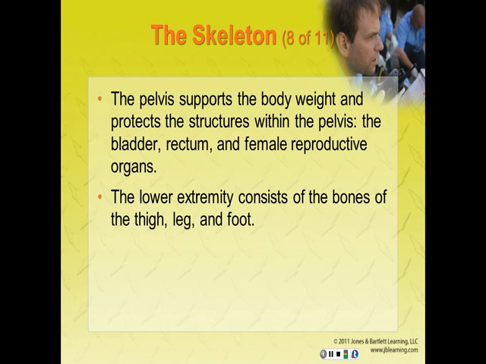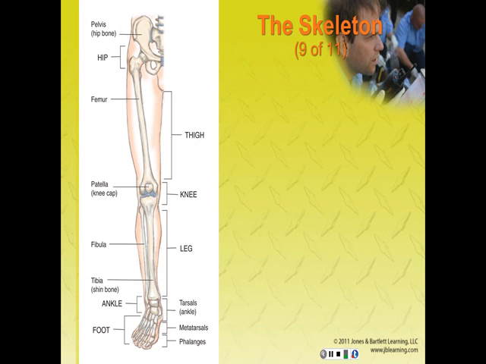The lower extremity consists of the bones of the thigh, leg, and foot. You can see them here. The femur, or thigh bone, is a long, powerful bone that connects in the ball and socket joint of the pelvis and in the hinge joint of the knee. The lower leg consists of two bones, the tibia and the fibula.